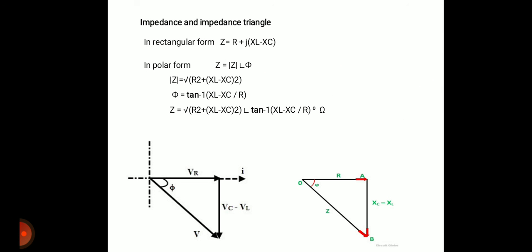Then impedance and impedance triangle. Impedance in rectangular form is Z is equal to R plus j times XL minus XC. That is the standard equation. And in polar form, Z is equal to mod of Z at the angle of theta, or Z is equal to the square root of R squared plus XL minus XC whole squared, at the angle of tan inverse of XL minus XC upon R, in ohms.